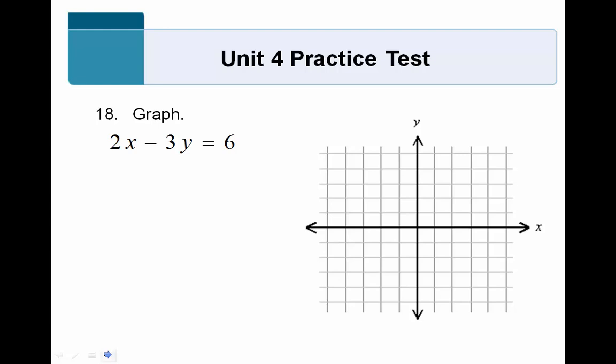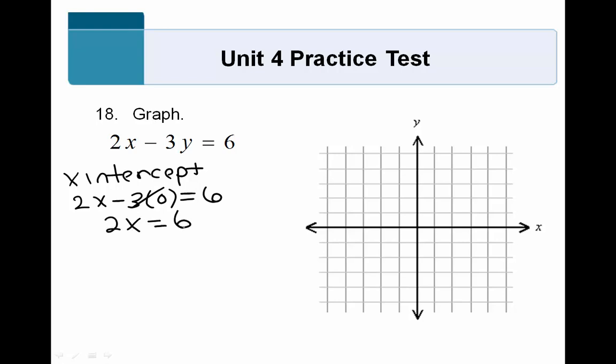So let's go ahead and find the x-intercept. I'm going to plug 0 in for y. So we're going to have 2x minus 3 times 0 equals 6. That goes away. 3 times 0 is 0, so I have 2x equals 6. Divide both sides by 2. X is 3. So your x-intercept is 3, 0. The point right there.